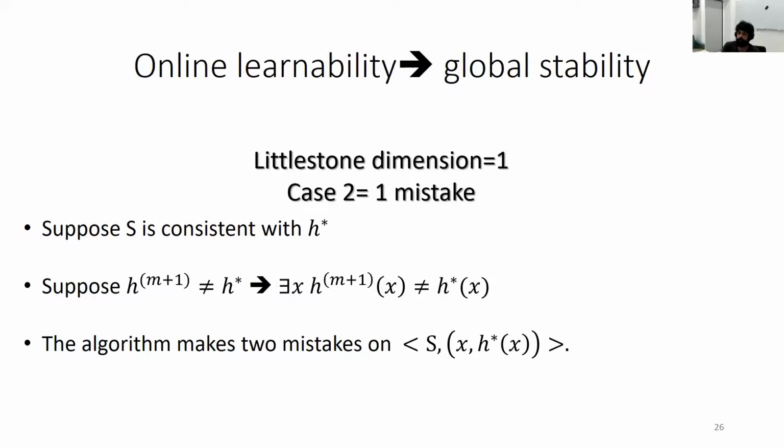And then basically I can generate a new sequence where the algorithm makes a second mistake, which is impossible because the mistake bound is 1. So if I made one mistake, I had to choose H star. So every time I make one mistake, it's the same hypothesis. So the algorithm is globally stable.